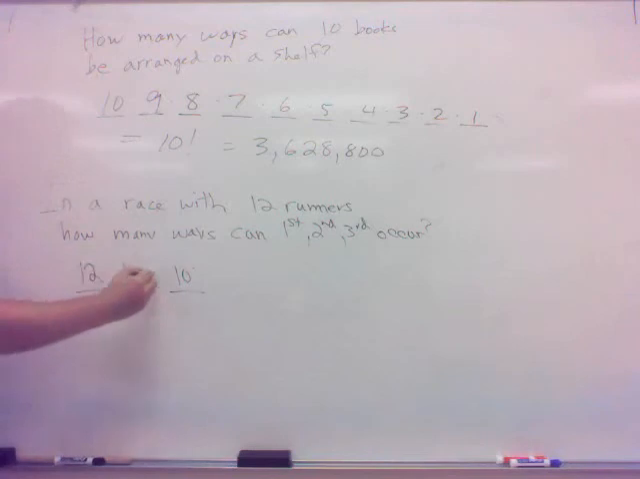Now, is that factorial? 12 factorial? If I do 12 factorial, that'd be way too much. So this is not 12 factorial. This is just, well, let's just multiply it out. So this is just three numbers, 12 times 11 times 10, 1320.